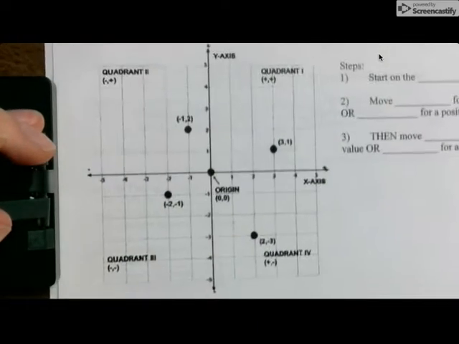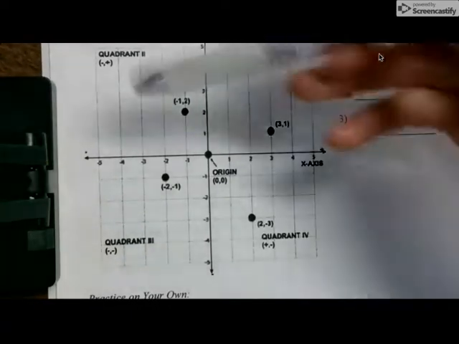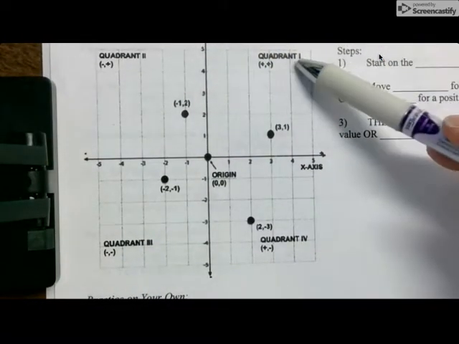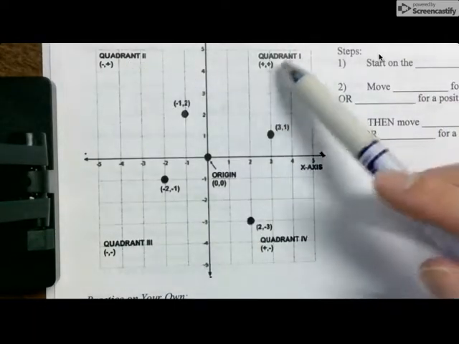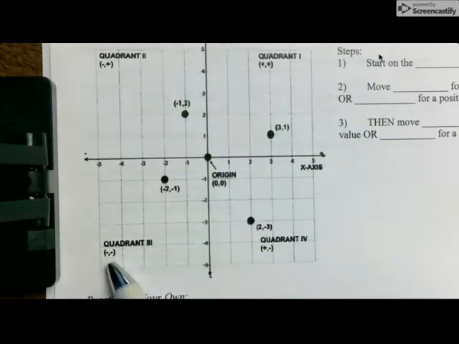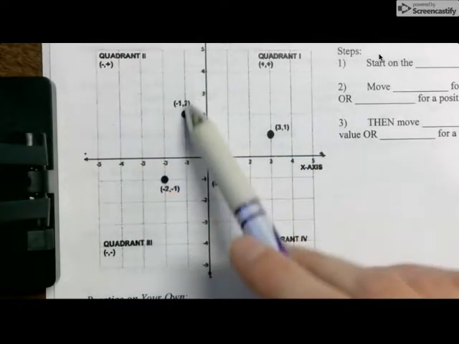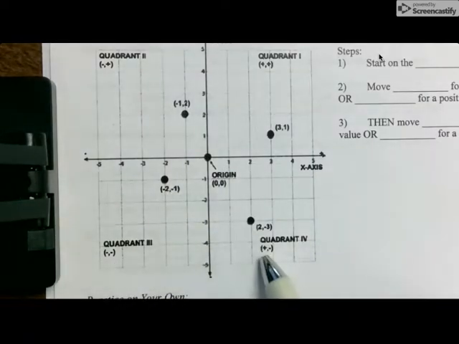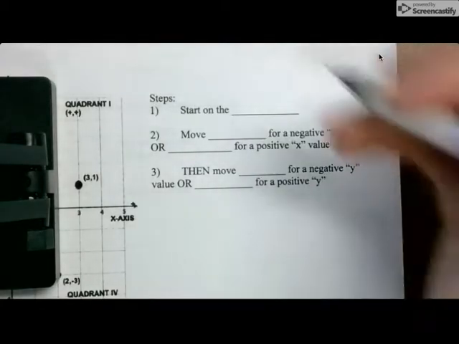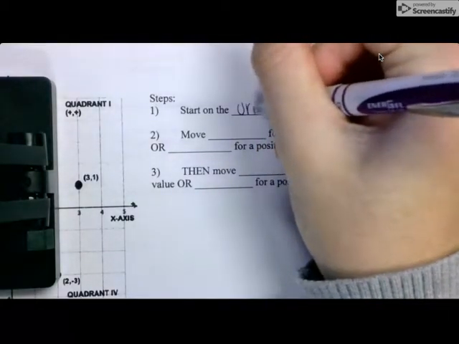If you look on the first page of the notes, you will see the 4 quadrants. They are labeled. They also tell you the X and Y's and what kind of sign they will have in that quadrant. Both of these are positives. The first one's negative, the second one's positive. Both are negative. The first one's positive, the second one's negative. It follows that pattern. It's great.